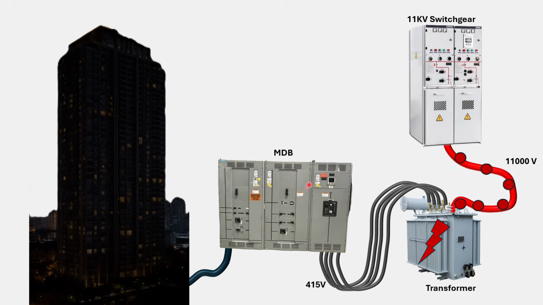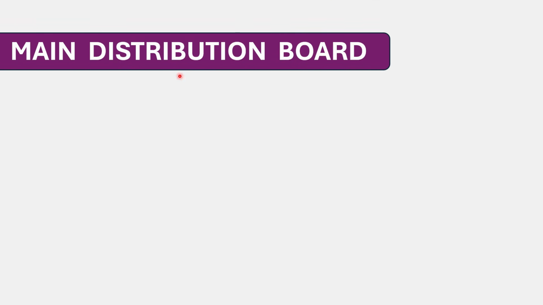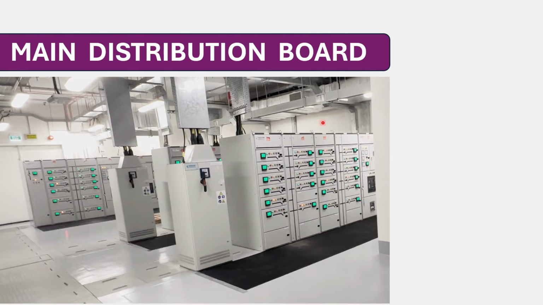The main system that keeps everything running is the MDB, called Main Distribution Board. If the MDB is designed well, the building works smoothly. If not, the entire building can shut down.